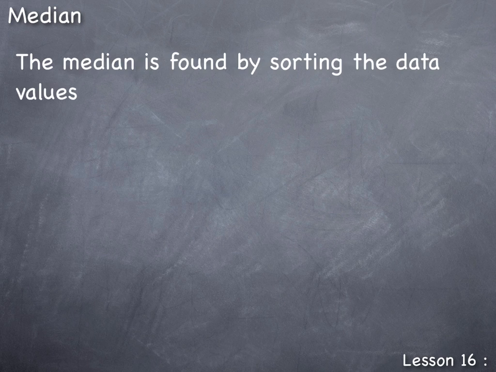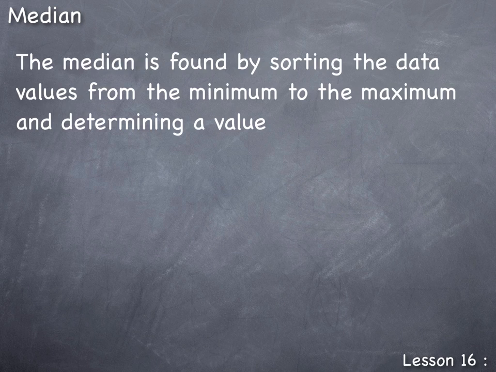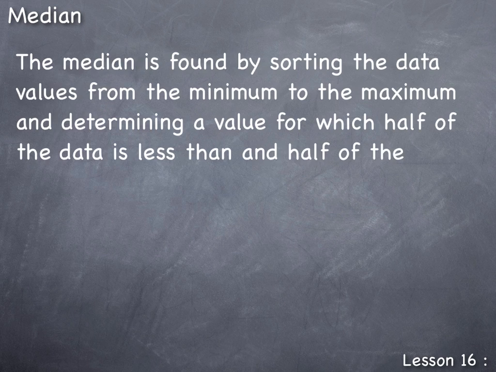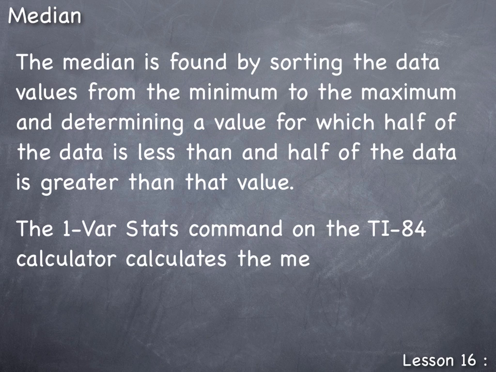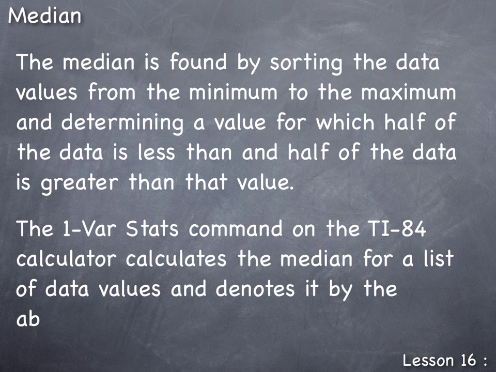The median is found by sorting the data values from the minimum to the maximum and determining a value for which half of the data is less than and half of the data is greater than that value. The OneVarStats command on the TI-84 calculator calculates the median for a list of data values and denotes it by the abbreviation MED.